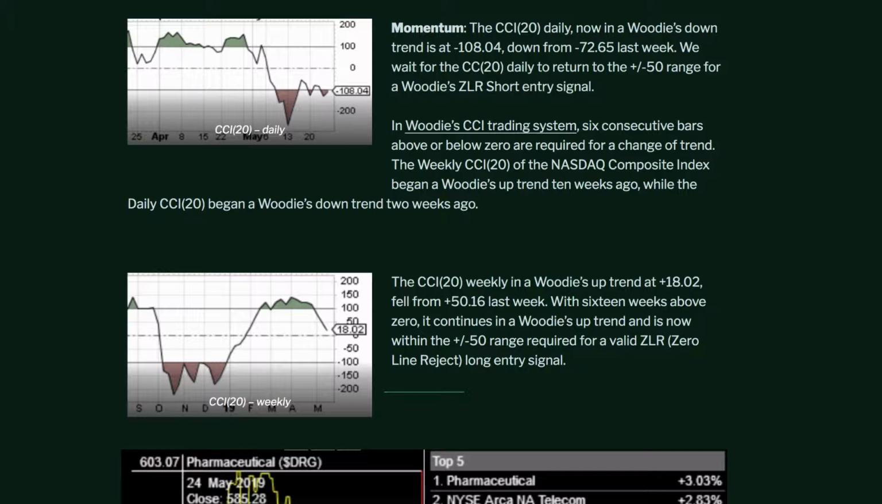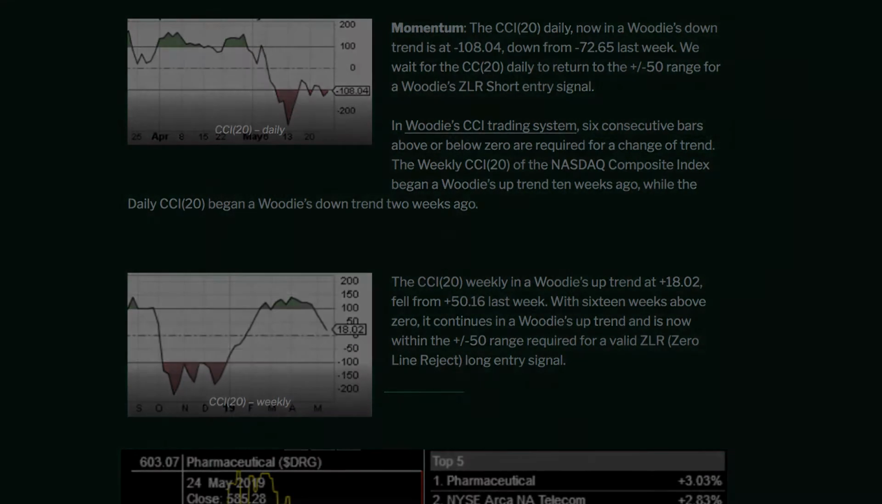The CCI 20 weekly in a Woody's uptrend at a positive 18.02 fell from a positive 50.16 last week. With 16 weeks above zero, it continues in a Woody's uptrend and is now within the plus or minus 50 range required for a valid zero line reject long entry signal.